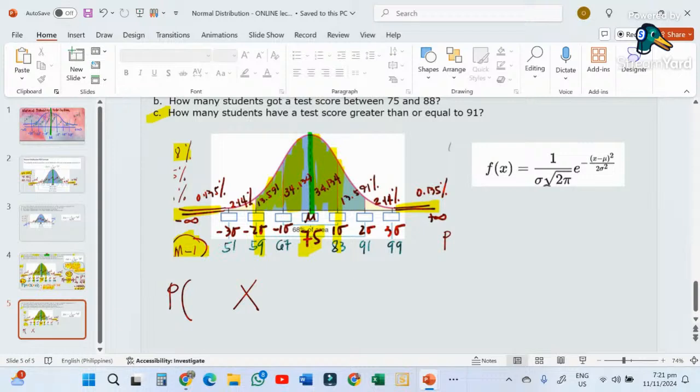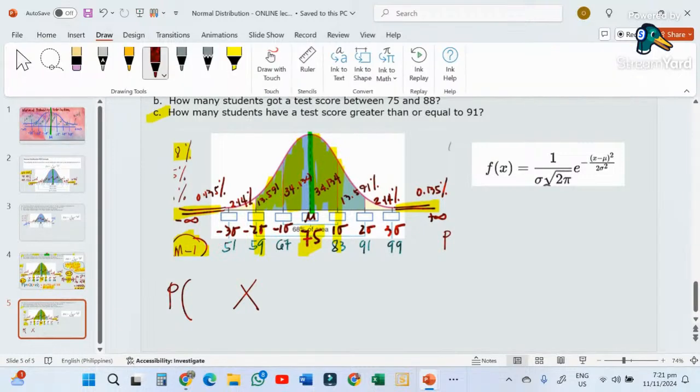Greater or equal to 91. Oh, there's no lower limit, wasn't it? So we can just do it like this. X greater or equal to 91. What would it be? Okay. So 91 from here to infinity, that will be 2.14 plus 0.135. Okay. So those are the only percentages included in the 91 and above. We have 2.14 plus 0.135.